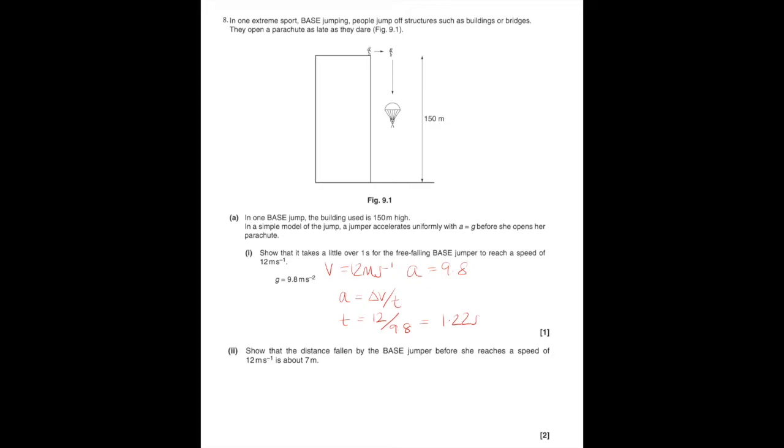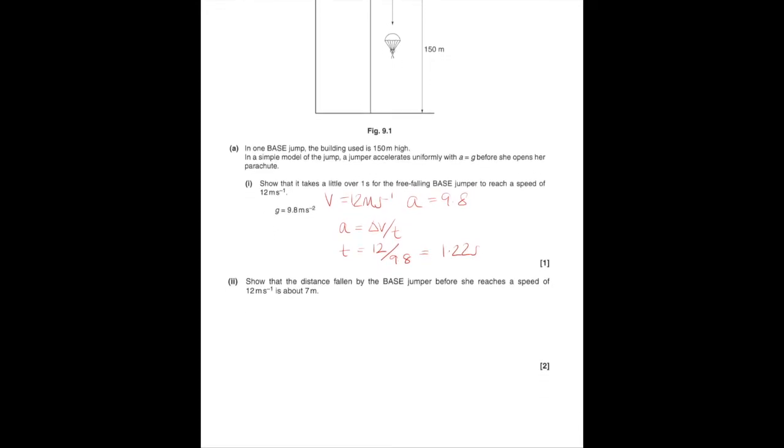Show that the distance fallen by the base jumper before she reaches this speed is about 7 meters. So now we do go into a bit of SUVAT. What we've got here is a time and a final velocity, and we know that our initial velocity is 0.